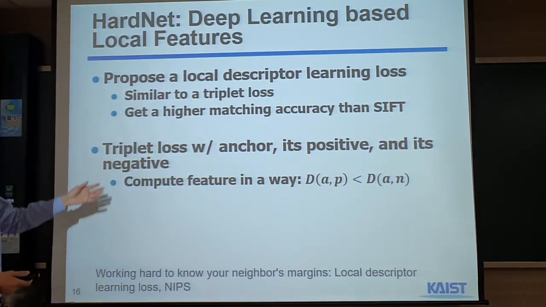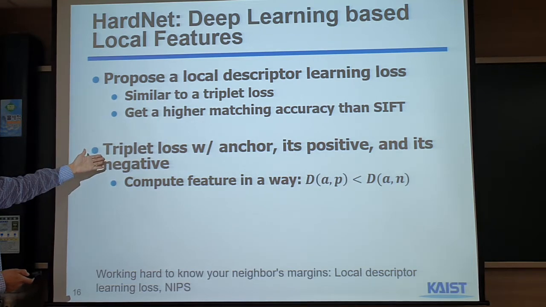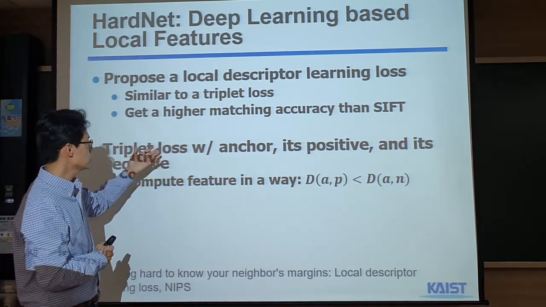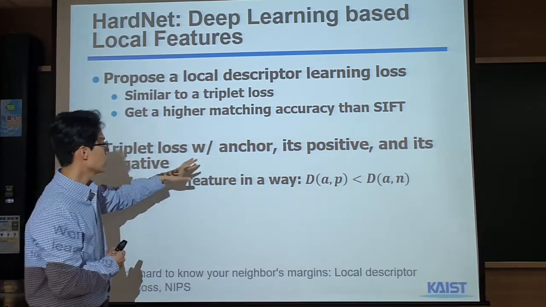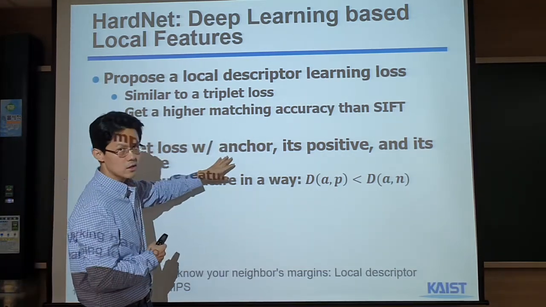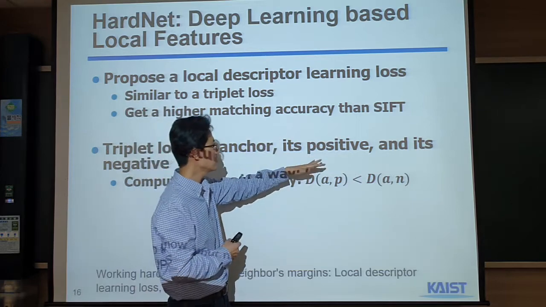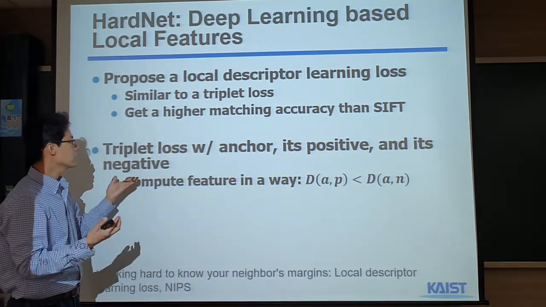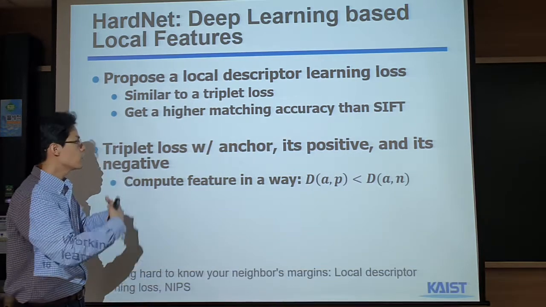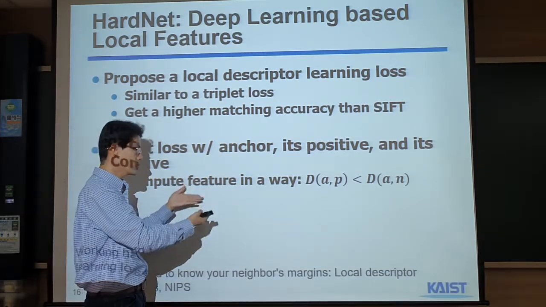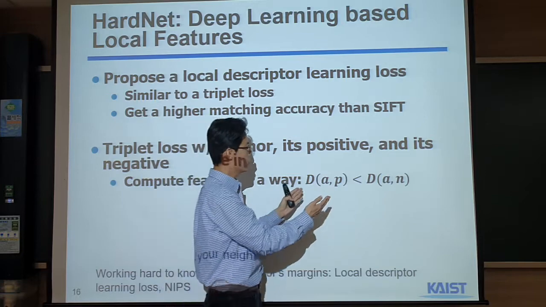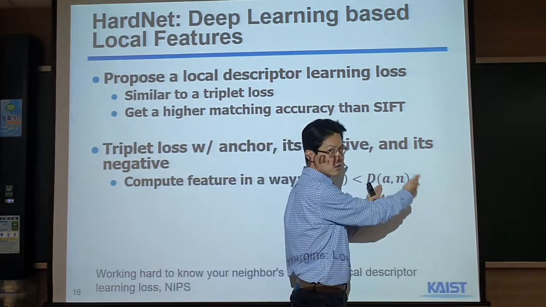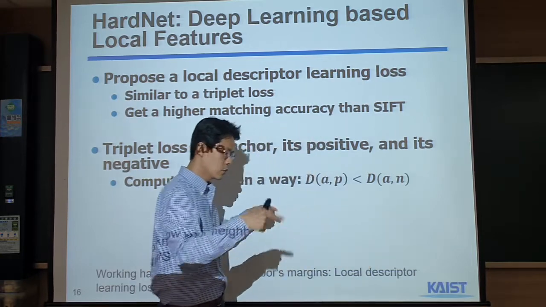Let me remind you what the main concept of the triplet loss is. For designing the triplet loss, which is also the ranking loss, given the anchor patch, we think about what the positive and the negative ones are. With this triplet loss, we want to learn a feature in a way that the distance between the anchor and its positive should be lower than the distance between the anchor and the negative.